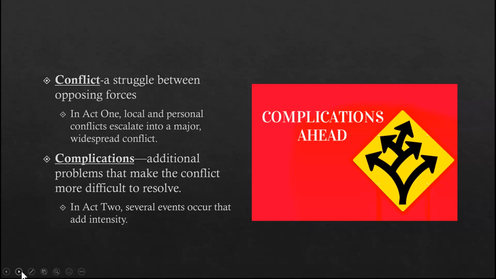Now, conflict is a struggle between opposing forces. In Act 1, local and personal conflicts escalate into a major widespread conflict. So look for what the conflicts are in Act 1. Complications are additional problems that make the conflict more difficult to resolve. Think about a complication in a plan that you have, right? There's something that's impeding your ability to just do the thing that you had planned. In Act 2, several events occur that add intensity, several complications to this whole story.